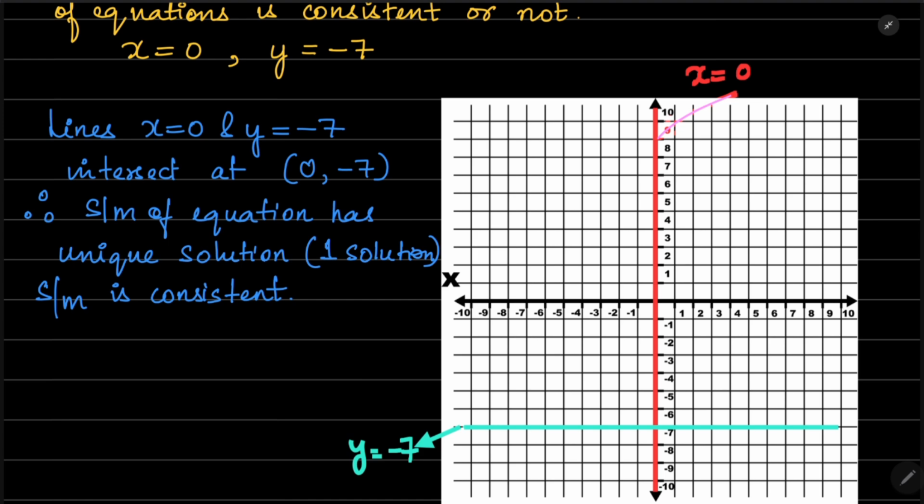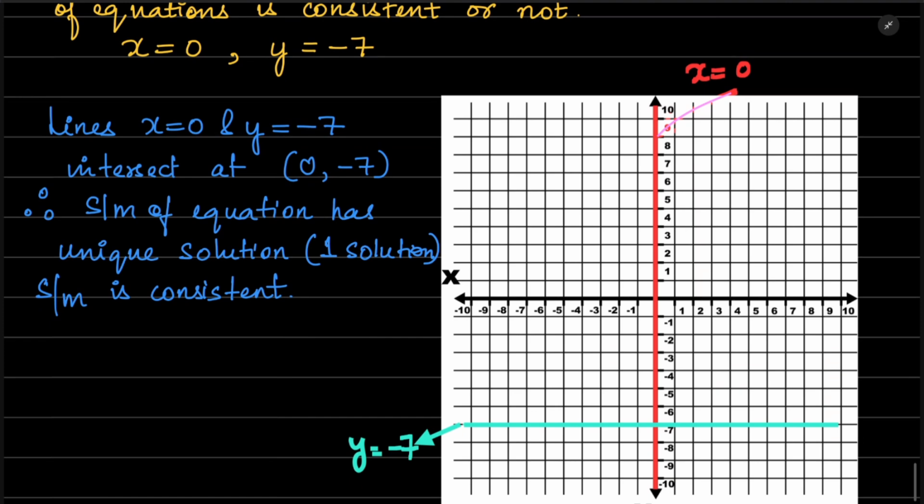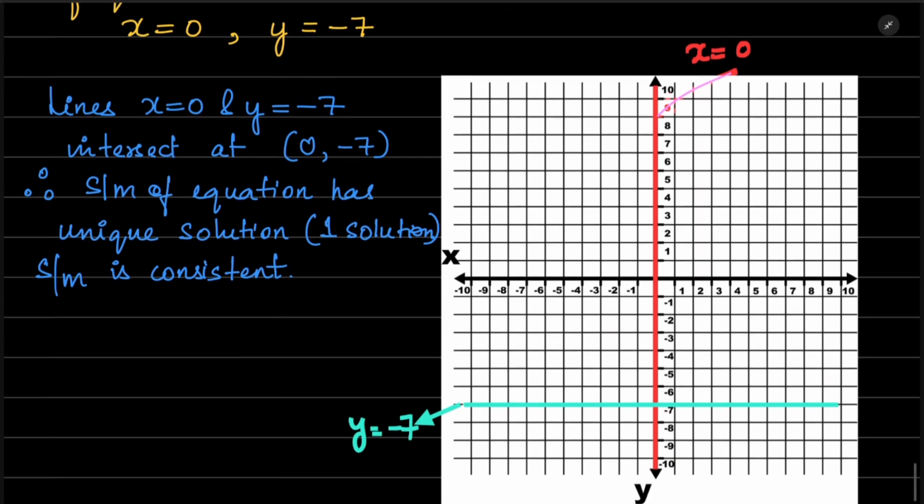So this is the condition to remember. Whenever you are given two graphs and the lines intersect, remember the ratios: a1 by a2 will not be equal to b1 by b2. That is point number 1. The second point is that the lines will definitely intersect, and the coordinates of the point of intersection will be the solution. So the system of equations will have a unique solution, or just one solution, and the system will be consistent. These are the points you have to remember whenever you get a question with intersecting lines. I hope you understood.